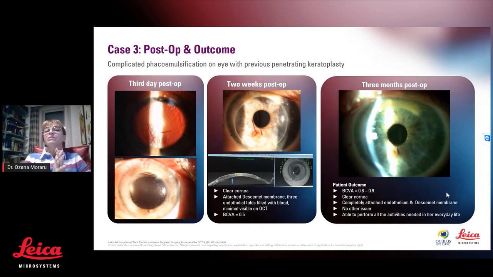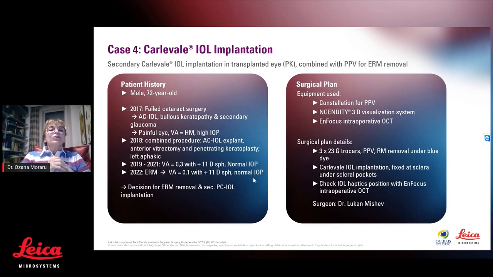So the graft, the penetrating graft, which was severely injured by my accidental Descemet detachment at the end of the cataract procedure, this graft looked perfect. The best corrected visual acuity was 0.9. We had a clear cornea, completely attached endothelium and Descemet membrane, no other issues. Let's go further to the 5th case.